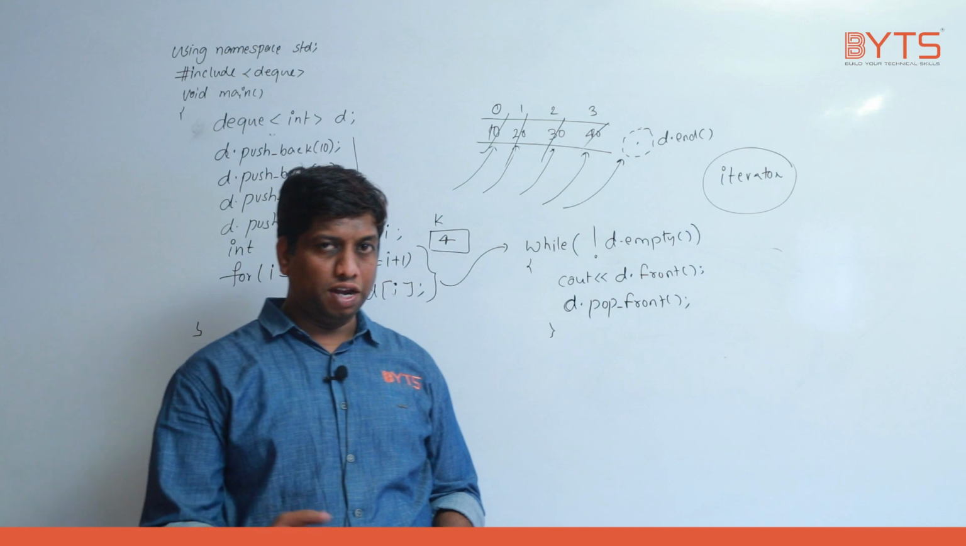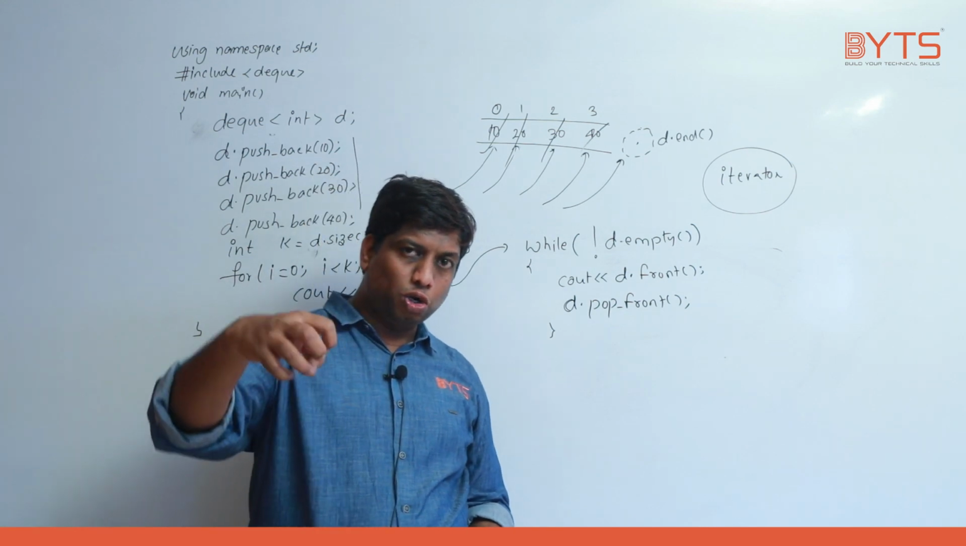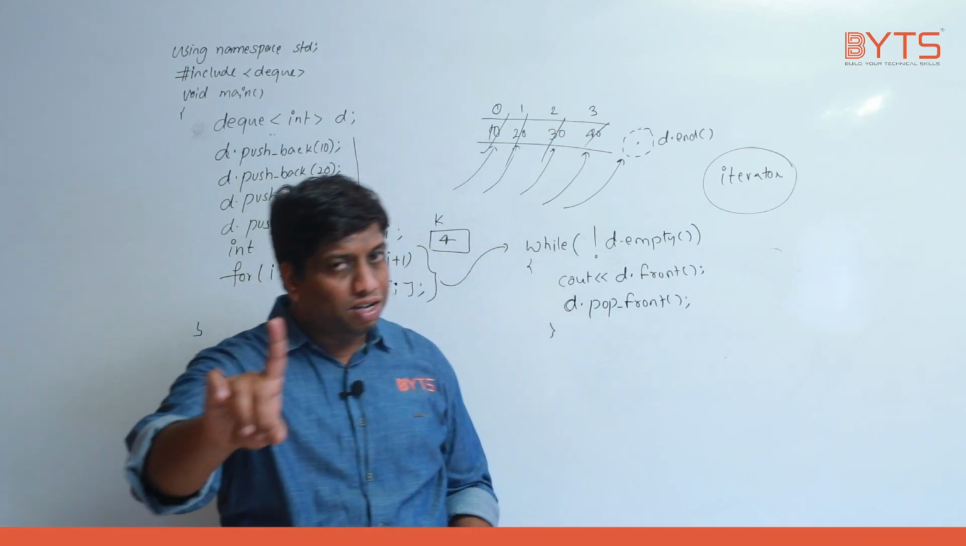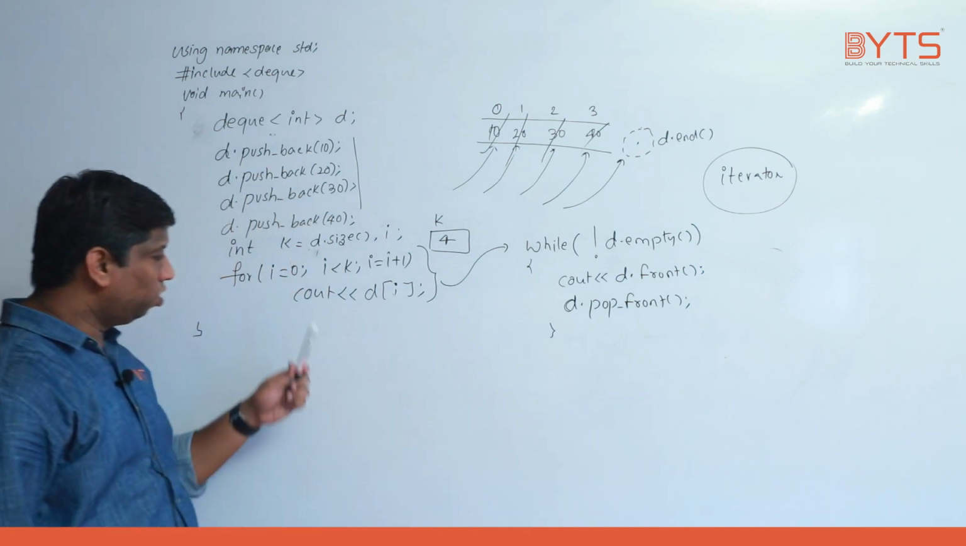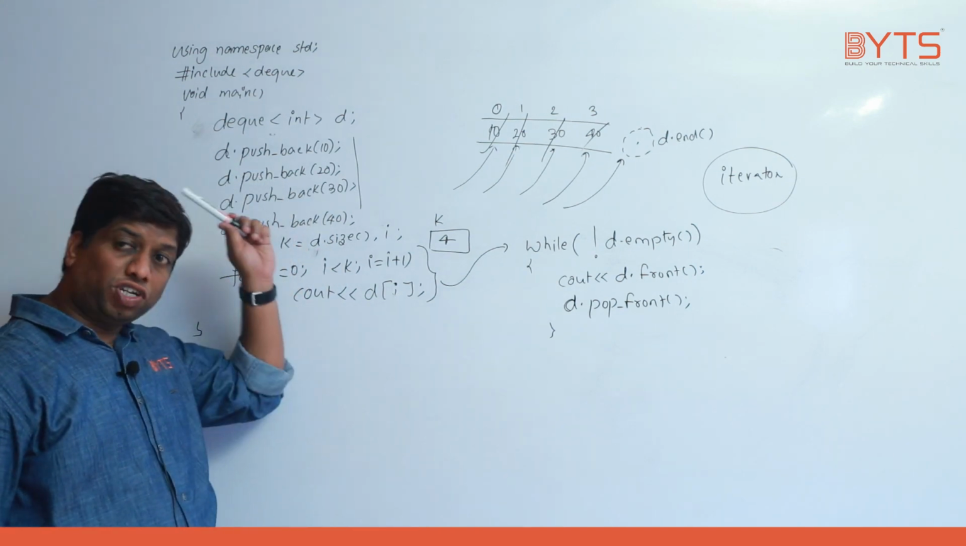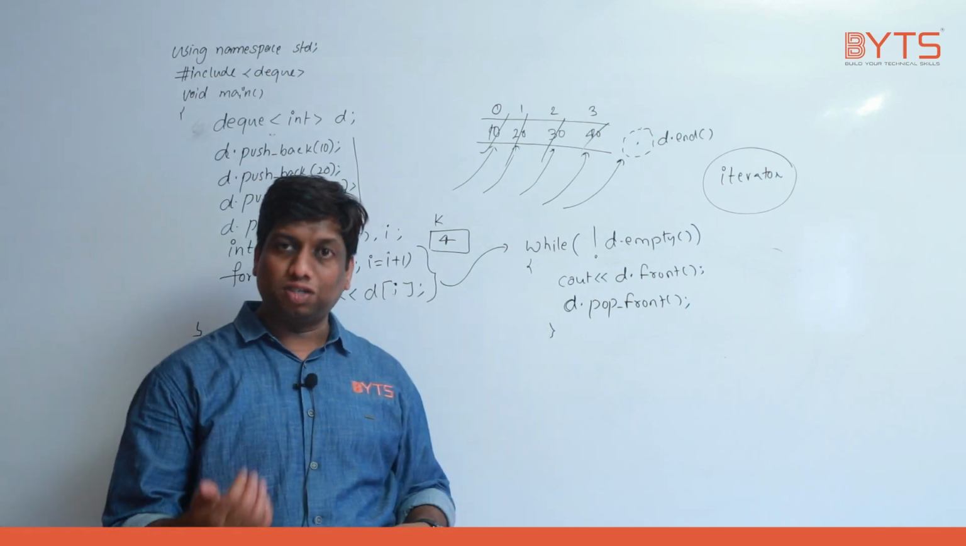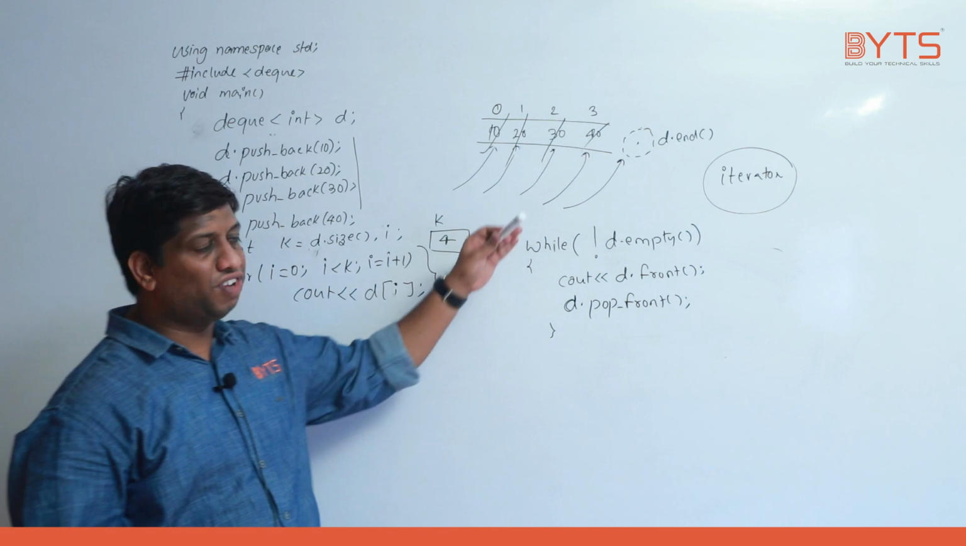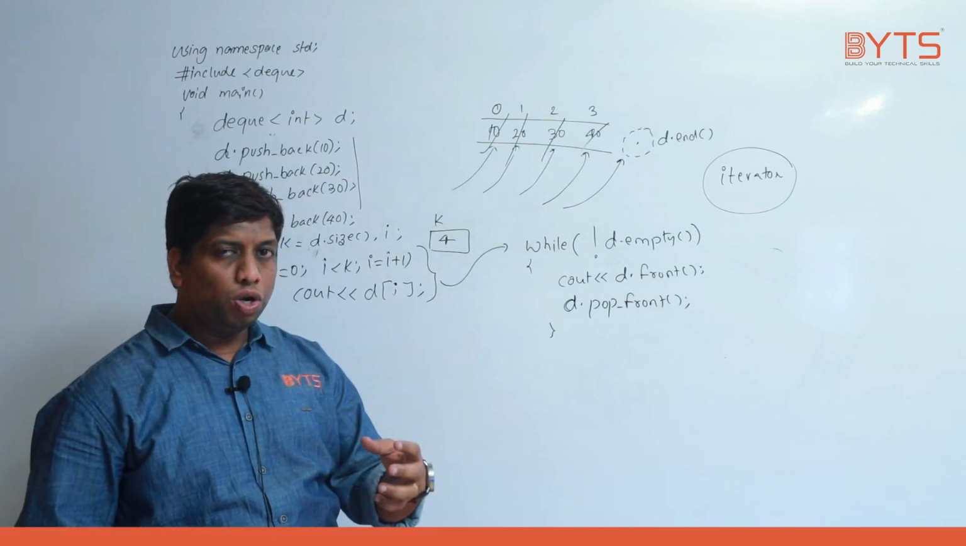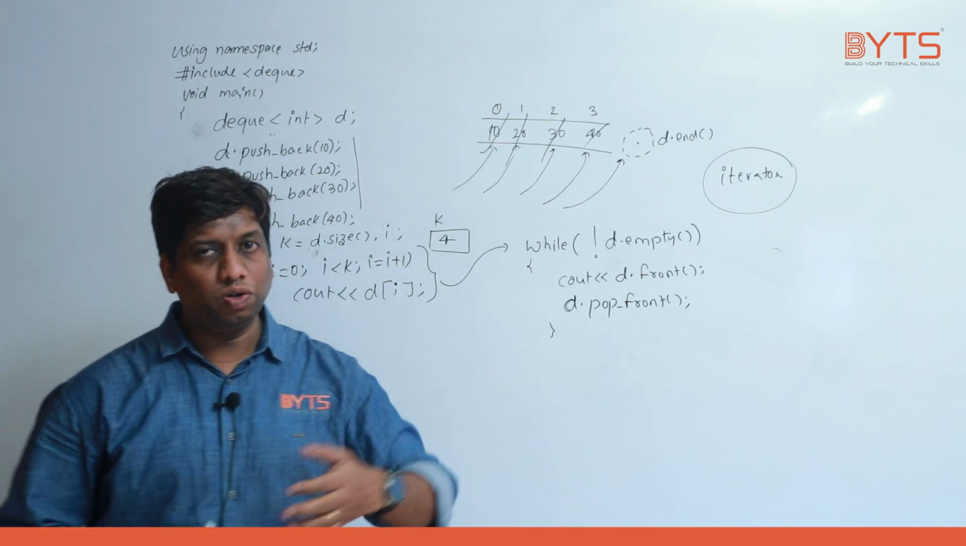Now understand, if you are just interested to manipulate the data but not to delete the data, which approach do I use? Second approach and first approach. First approach is iterator, second approach is indexing, third approach is our stack and queue style, right? Now when should I use which one? You should know. When should I use which one? You need to know, right?